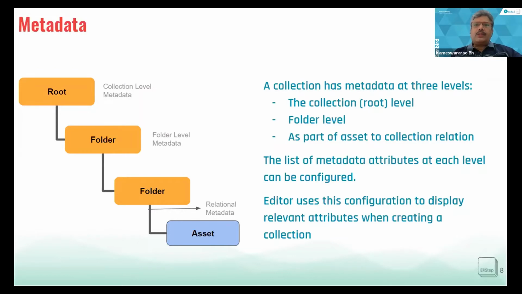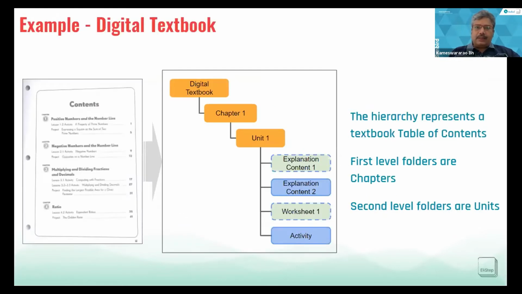All these metadata attributes are driven by configuration, when you are defining your collection category. You can define the set of attributes at each of these levels. And the collection editor uses this configuration to display the relevant attributes to the users when creating or modifying the collection. So let's look at certain examples which we have discussed already.